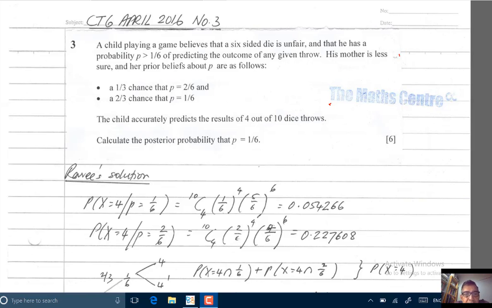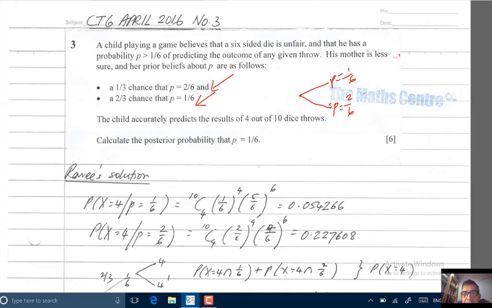His mother is less sure, and her prior beliefs about P are as follows. A 1/3 chance that P is 2/6 and a 2/3 chance that P is 1/6. So let me draw a tree diagram first. So I have P equals 1/6 and P equals 2/6. Those are the prior beliefs about P that the mom has.